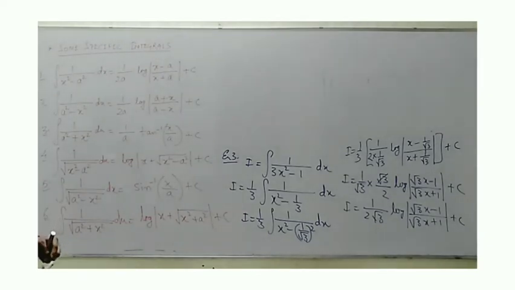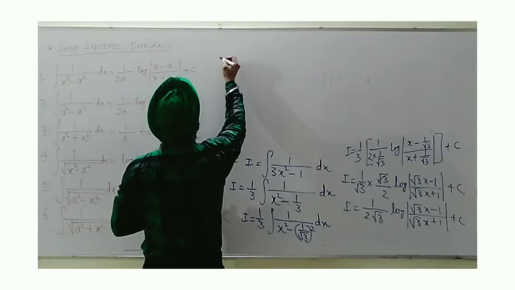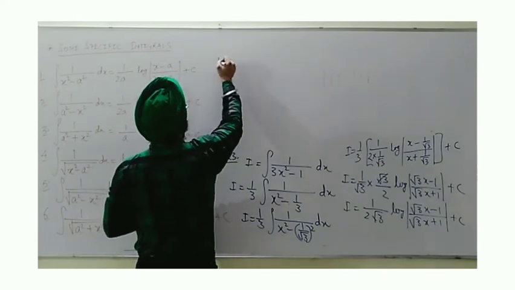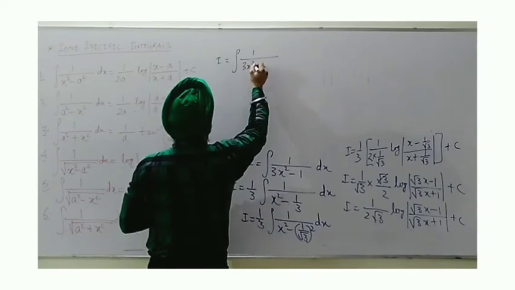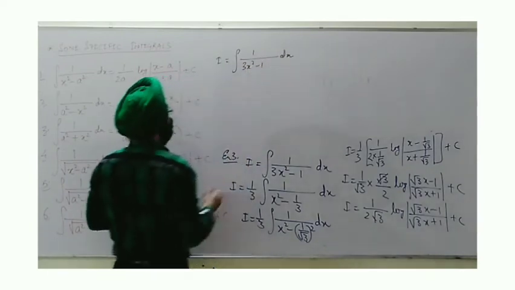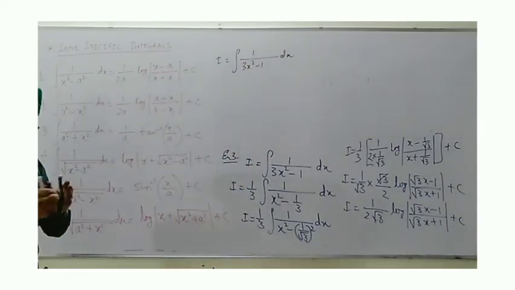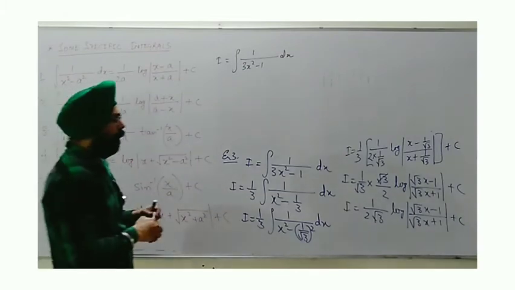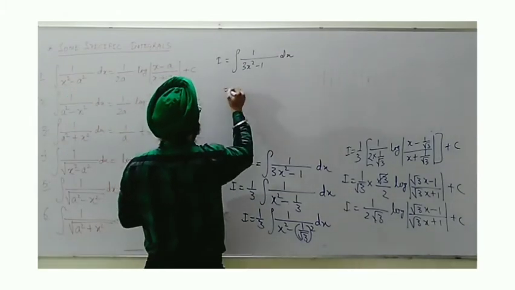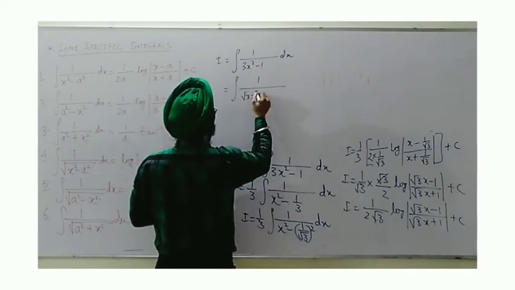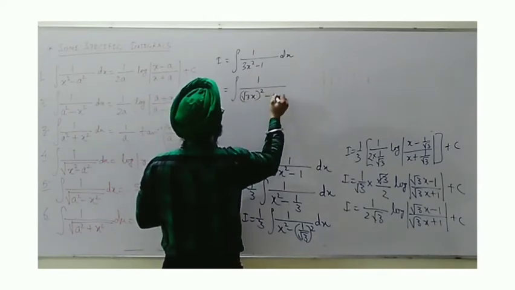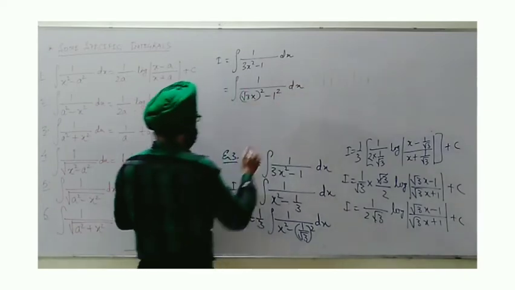Now, using the second method for this equation, let's check which one is better. As it is given, I equals the integral of 1 upon 3x square minus 1 dx. We need to convert both of the terms into perfect square or whole square terms. So this can be written as root 3x whole square minus 1 square dx.